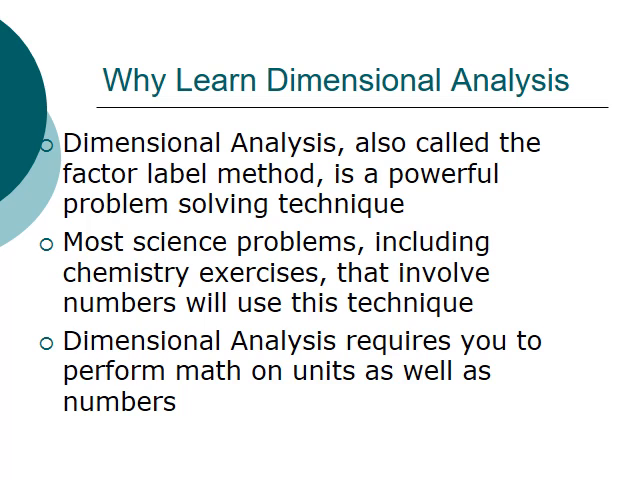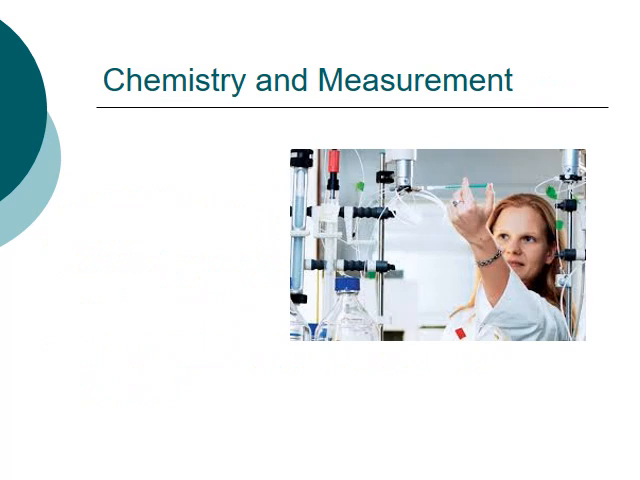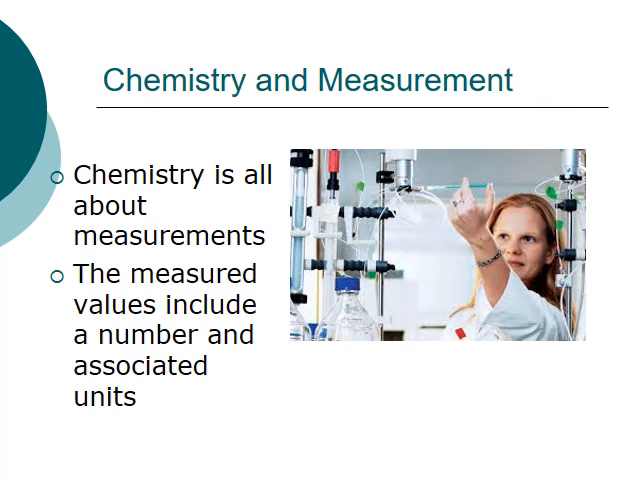Dimensional analysis requires you to do math on units as well as numbers. So what do we mean by units? Chemistry is all about measurements. When you measure a value in the lab, this includes a number and an associated unit. How far, what volume, what's the mass? And when you work these problems, you want to deal with the units and the numbers as well.